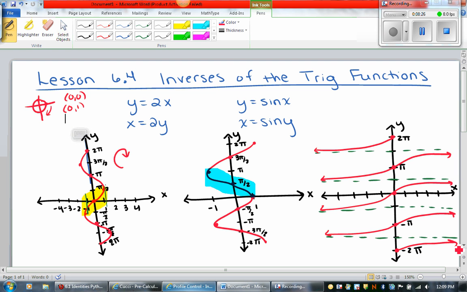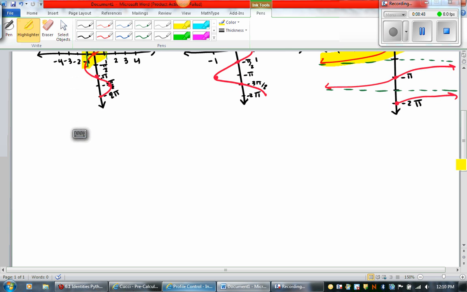So there's your tangent. And now again, if we're restricting that domain, the piece that we're going to want, because we want to include that first quadrant, is right here. Okay, so from these drawings, what we can infer, you're going to want to write this down.